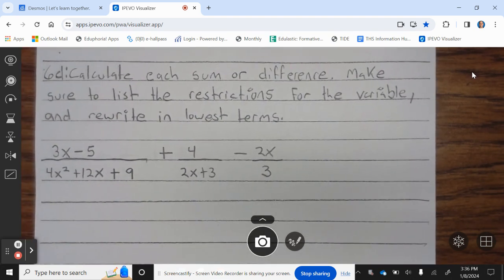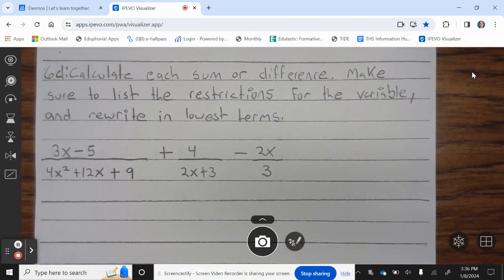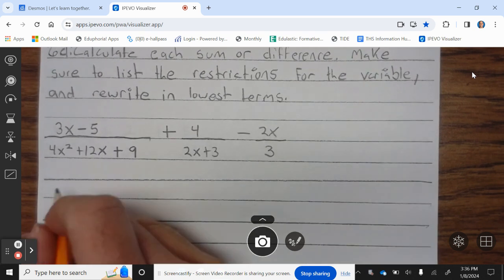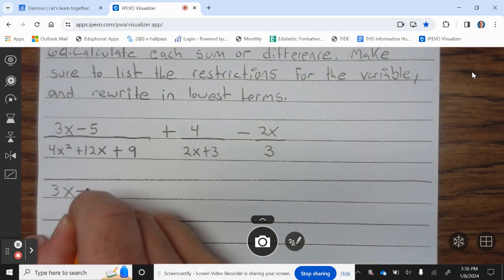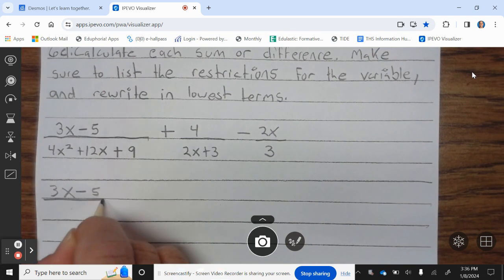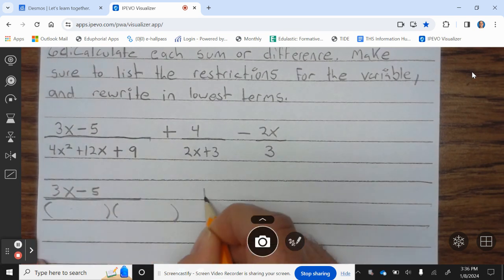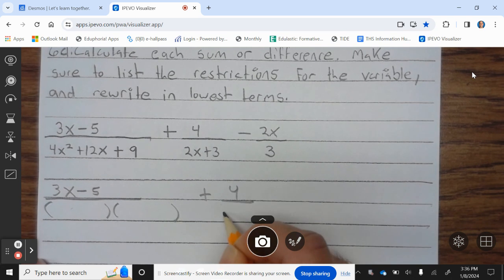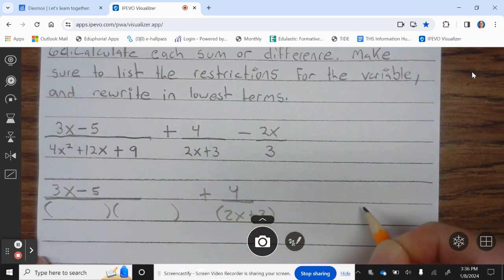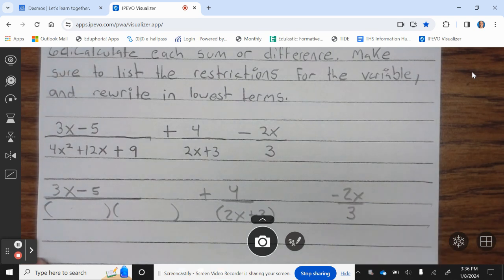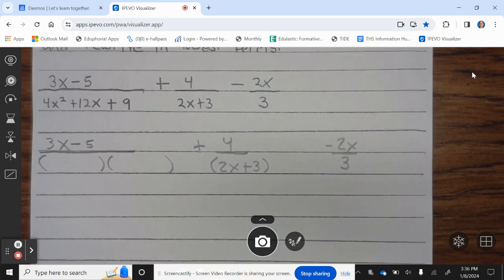All right, 6D. Calculate each sum or difference. Make sure to list the restrictions for the variable and rewrite in lowest terms. Okay, so we have 3x minus 5 over 4x squared plus 12x plus 9. We need to factor this denominator, plus 4 divided by, let's put that in parentheses, 2x plus 3, minus 2x divided by 3. Okay, so let's go ahead and factor this.